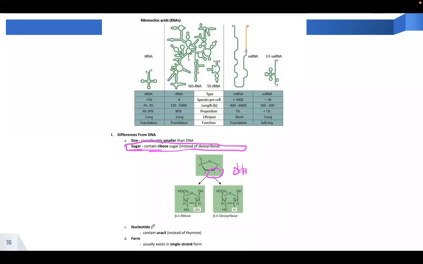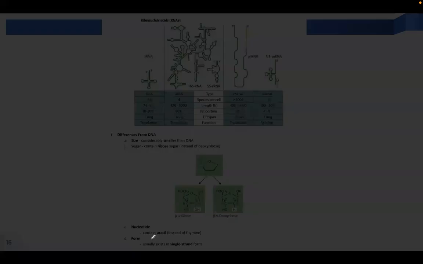Next, for the nucleotide, it contains uracil. Si thymine kasi, meron po yan sa DNA, but for your RNA, ang nucleotide natin is for the nitrogenous base, meron tayong adenine, uracil, cytosine, and then the guanine. And then the form, it usually exists in a single strand form compared to your DNA, which is double-stranded po ang ating mga DNA.